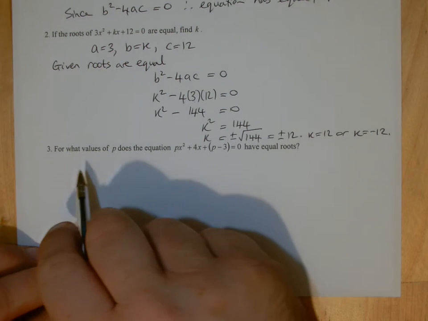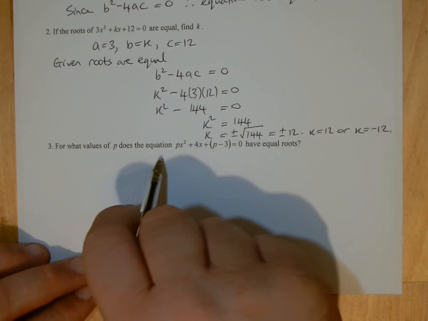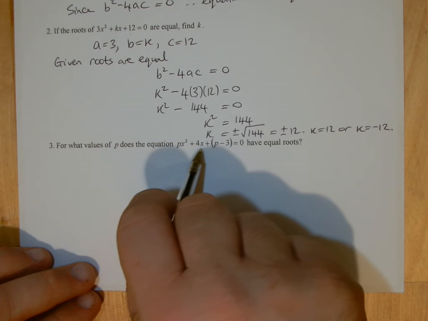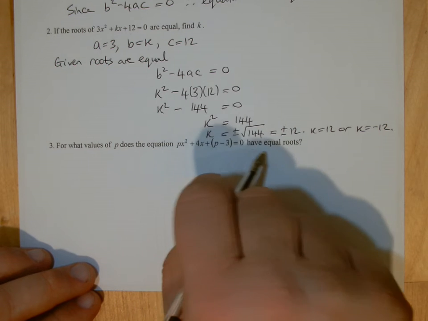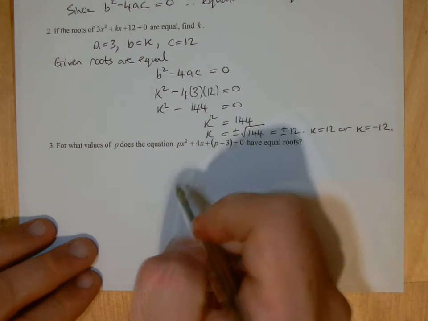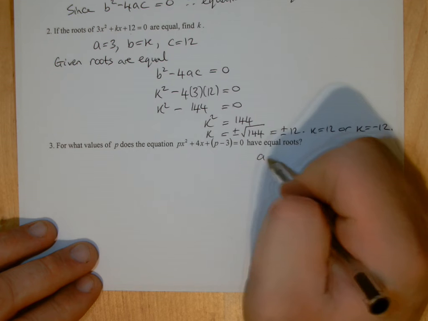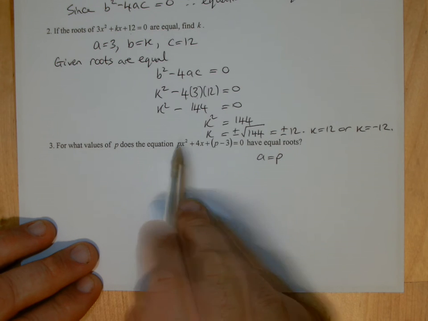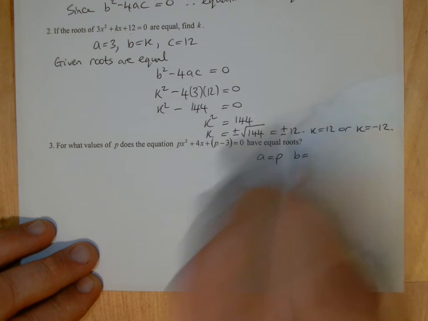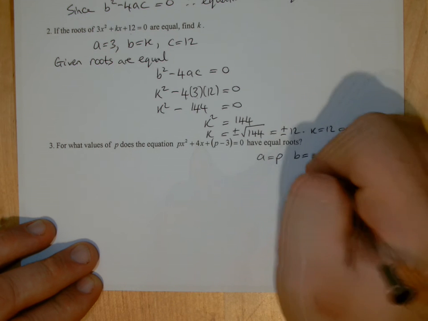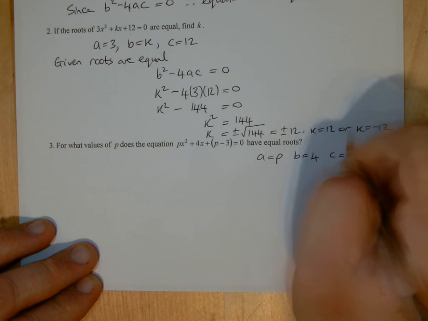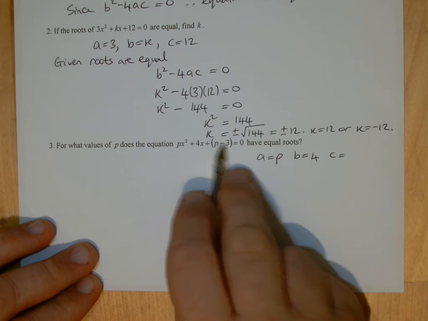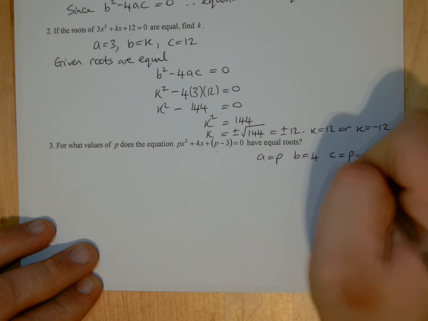For number 3, it says: for what values of p does the equation px squared plus 4x plus p minus 3 equals 0 have equal roots? So again, in this case, you can identify a. a is equal to p, isn't it? The value in front of the x squared is just p. b then is the value in front of the x, which is 4. And c is actually this constant at the end, this bracket here, so p minus 3.